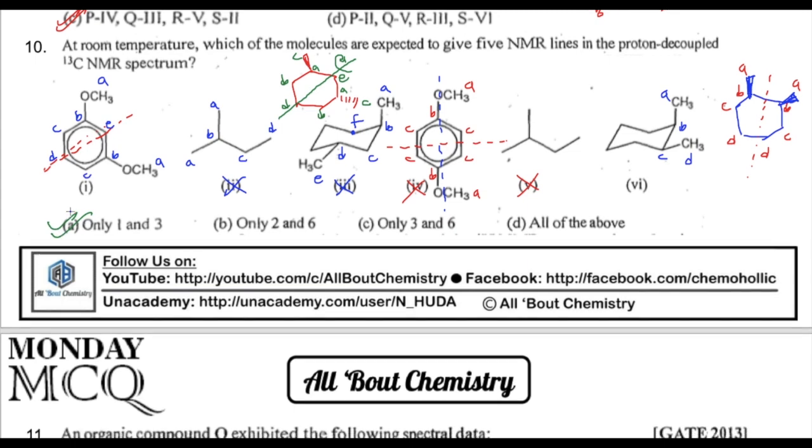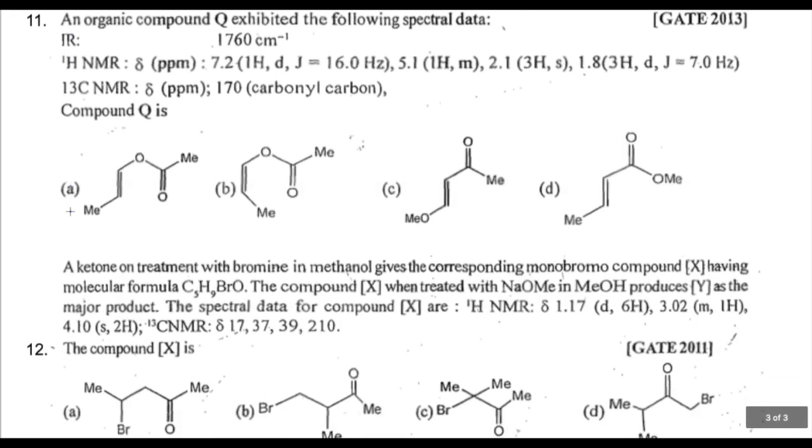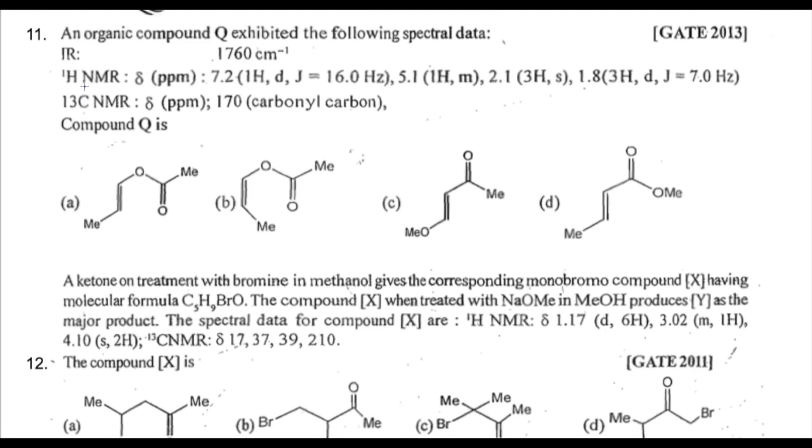All right. Let's look at question number 11. It says that an organic compound Q exhibits the following spectral data. The data is given to you. IR you are getting at 1760 centimeter inverse. NMR, these are your NMR peaks: 1, 2, 3, 4. So you are getting 4 peaks basically.